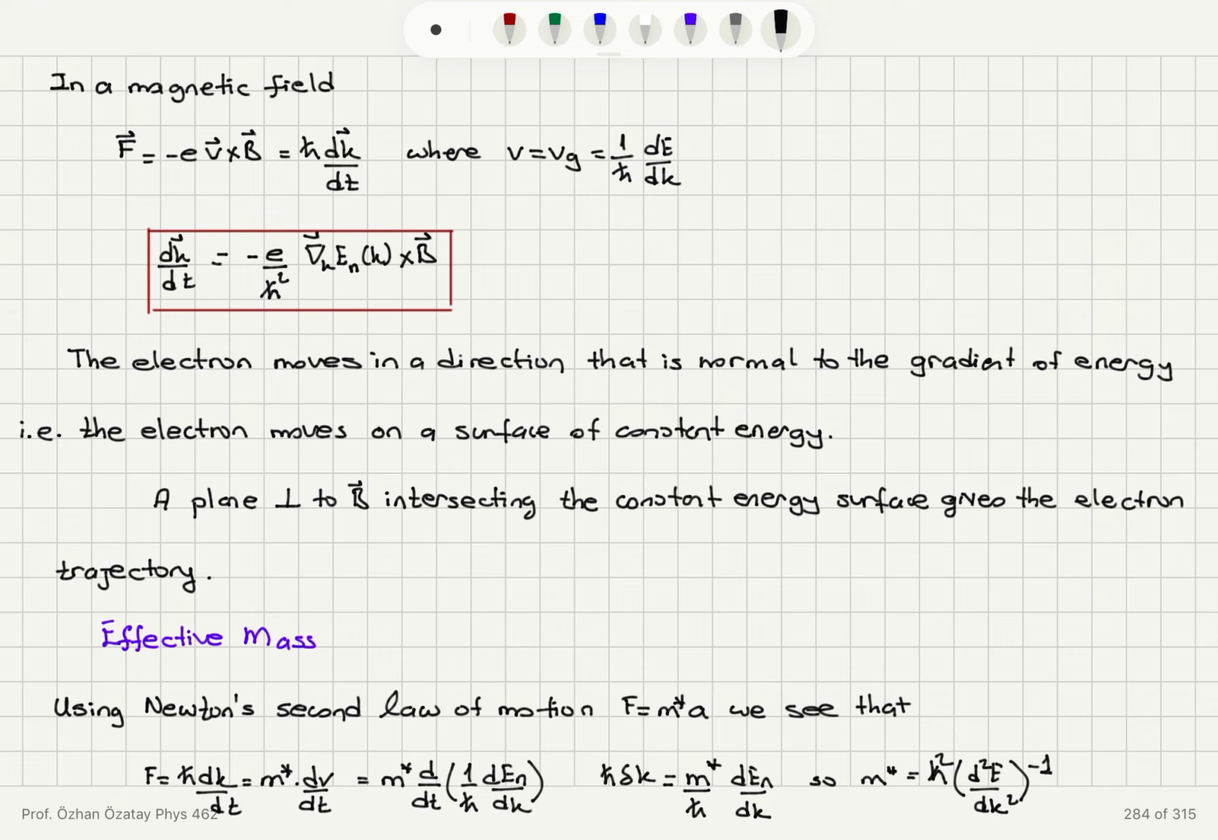So for the group velocity, we substitute 1 over h bar gradient of energy, or dE/dk, for the nth electron in the nth band. We will have h bar times delta k equal to m star over h bar dE/dk. Therefore, you can see that what I'm calling the effective mass here, m star, is h bar squared times 1 over the second derivative of the energy with respect to k. So this is for the electron in the nth band.